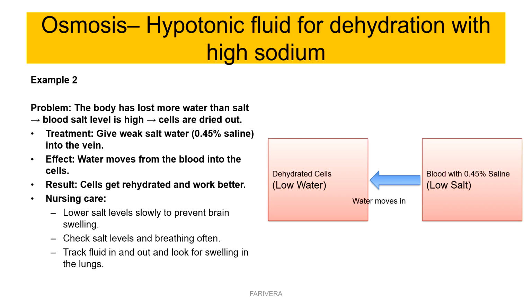Okay, so this particular slide shows the opposite situation. Here the patient has lost more water than salt and the blood sodium level is high. So the cells have become dehydrated. The example here is 0.45% saline, which is relatively hypotonic. So water can move from the extracellular fluid toward the dehydrated cells. The cells become better hydrated.